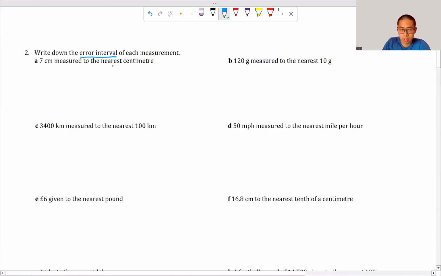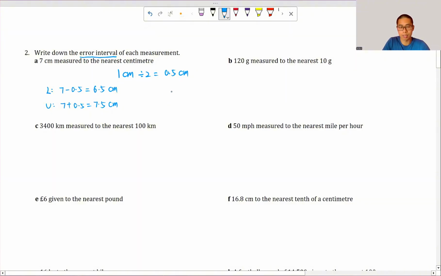This one says to the nearest centimeter. Again, nearest centimeter means nearest 1 centimeter. So half this first, we have 0.5 centimeter. The lower bound for this will be 7 minus 0.5, which gives us 6.5 centimeter. And then the upper bound will be 7 plus 0.5, which gives us 7.5 centimeter. Now that we have found the lower bound and the upper bound, we write them as an error interval.